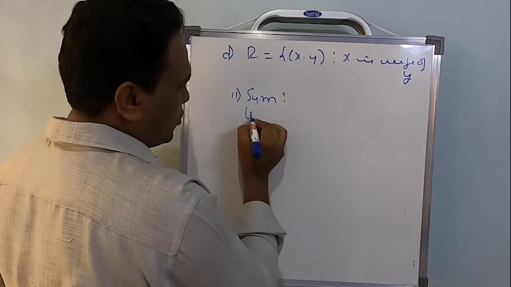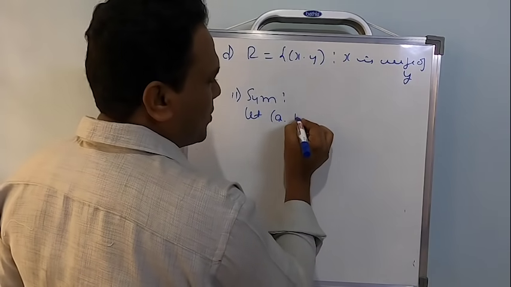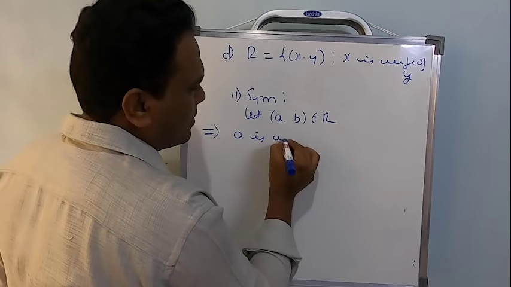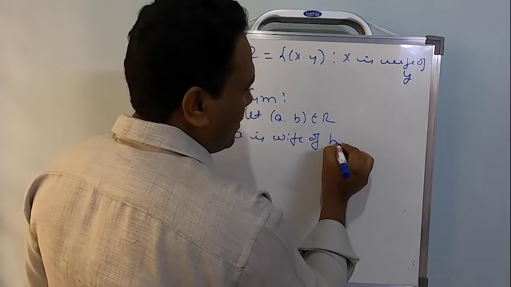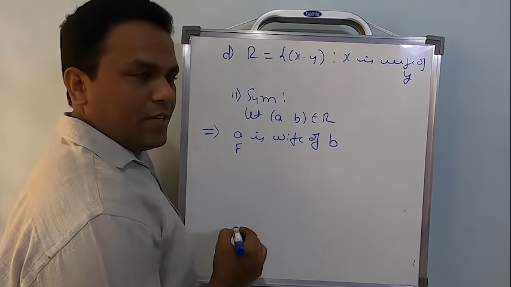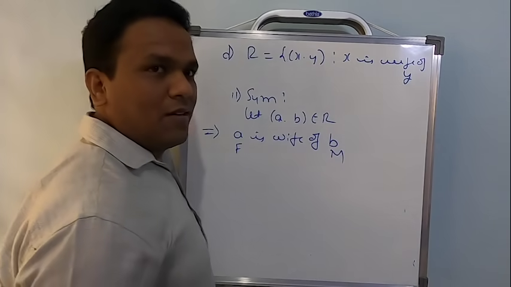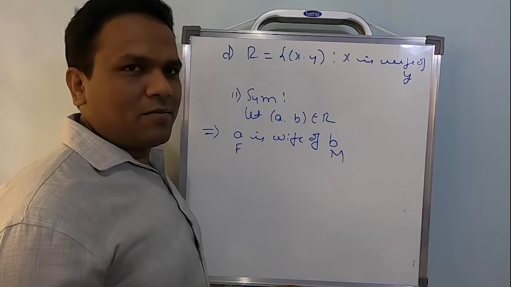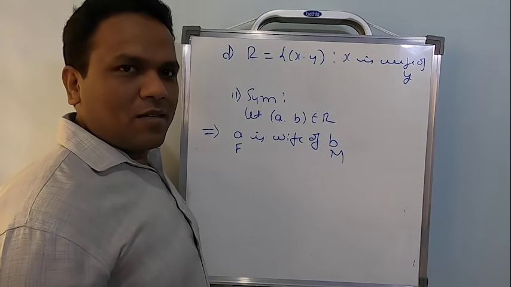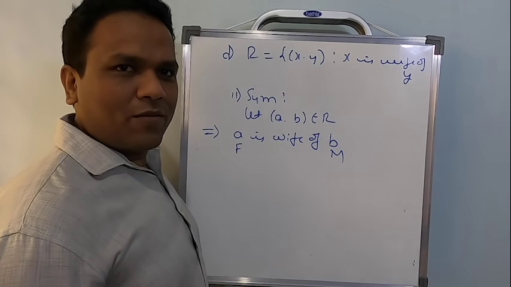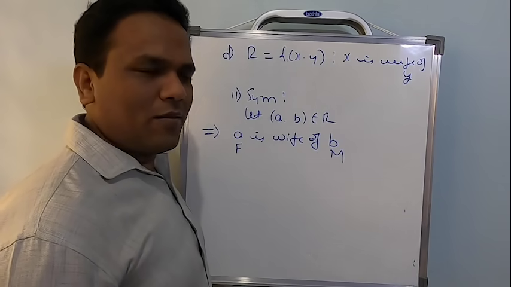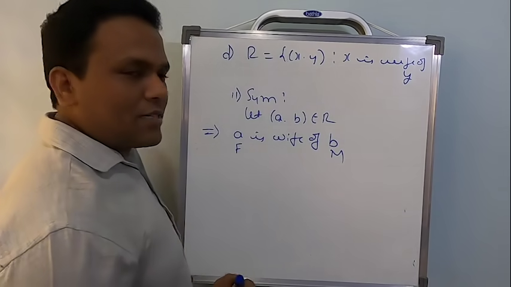Symmetric. Let us start. (A, B) belongs to R. This says that A is wife of B. If A is wife of B, that means A is a female and B is a male. Please do not look into the present context. I'm not talking about marriage of the same gender, forget it, please. Let us stick to the marriages which normally happen. Now let's come back to this.